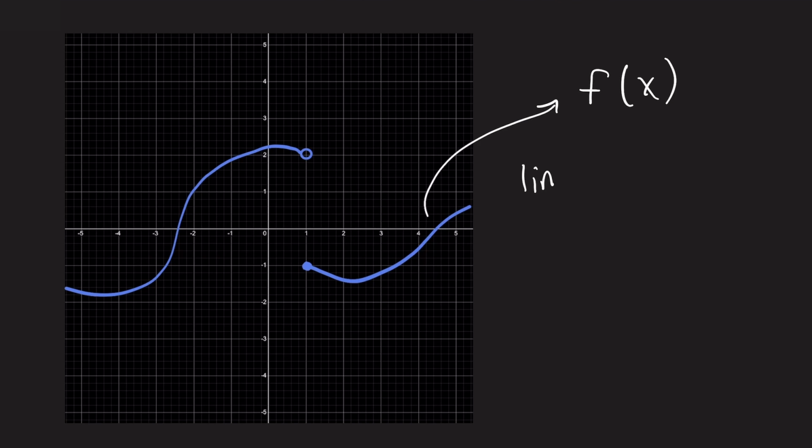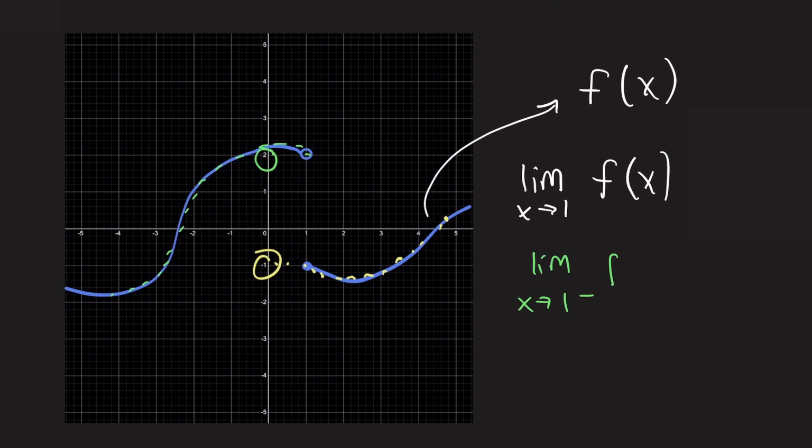Let's try to find the limit as x approaches 1. We would say that the limit as x approaches 1 from the left side, or the negative side, is 2. But let's find the limit as we approach from the right. We would say that the limit as x approaches 1 from the positive side is negative 1. This way, we see that the limit from the left side does not match the limit from the right side. Therefore, we say that we cannot conclude the limit of this function as a whole as x approaches 1. We say it does not exist.